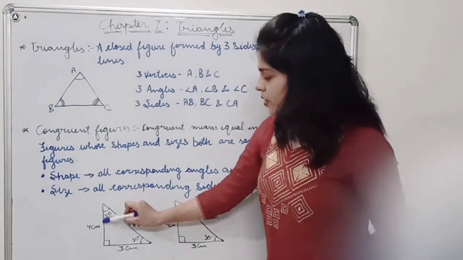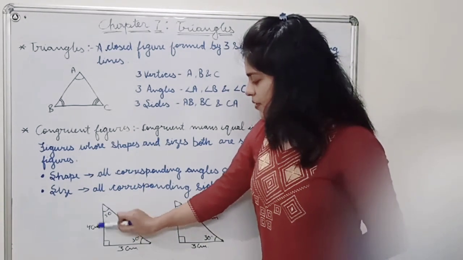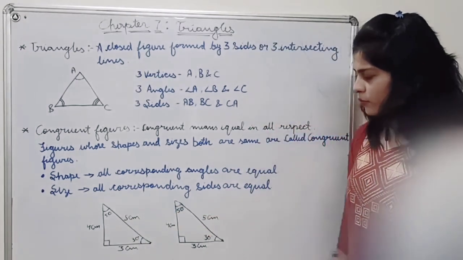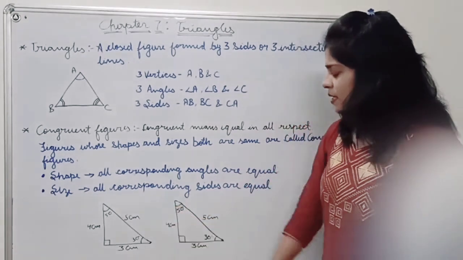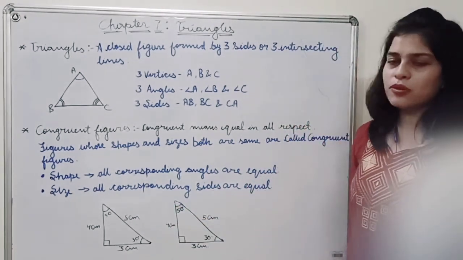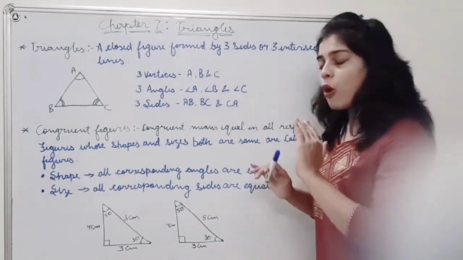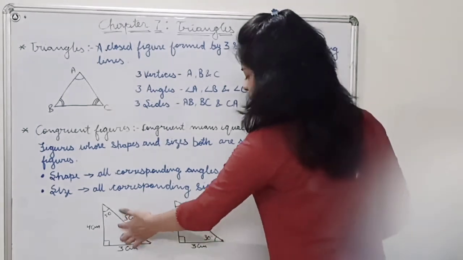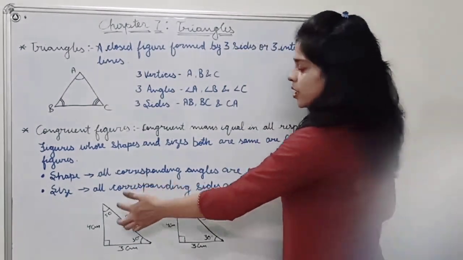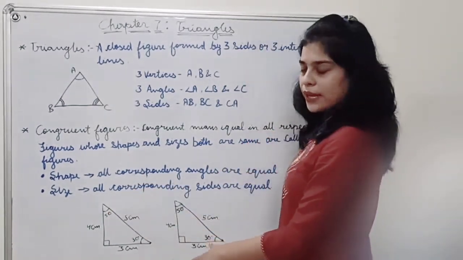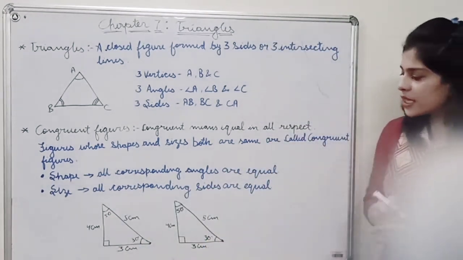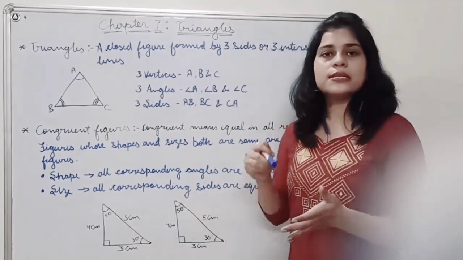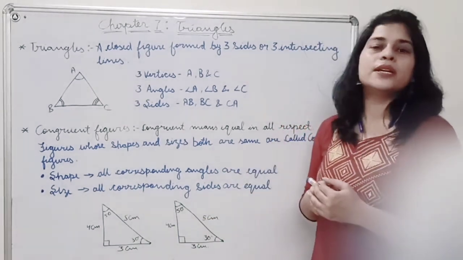Similarly for sides also, you see this is 4 centimeter and this is also 4 centimeter. This is 3 centimeter, this is also 3 centimeter. This hypotenuse is 5 and this hypotenuse is also 5 centimeter. Means in all respects, these two figures have all three equal angles and all three equal sides. Means these two triangles are congruent figures.